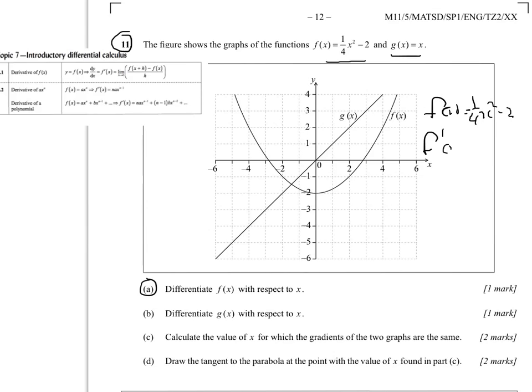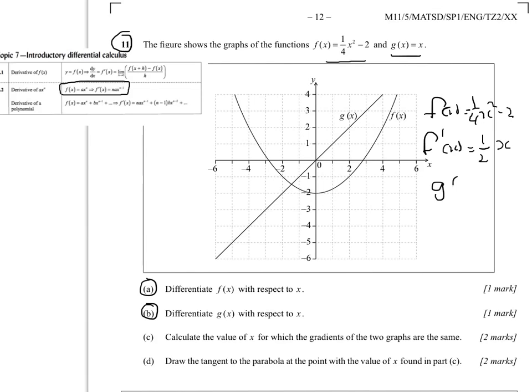So we have f of x is equal to a quarter x squared minus 2. So f prime of x will equal, now we're going to be using this formula over here. So I'm going to take the n, I'm going to multiply it by the a, so it's going to be 2 times a quarter, which is equal to 1/2 x, and then I'm going to take 1 away from the 2, which is 1. So f prime of x, the gradient function for f of x, is equal to a half x. So that's A.